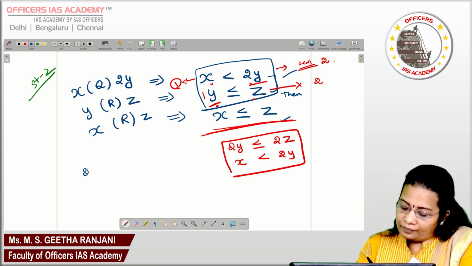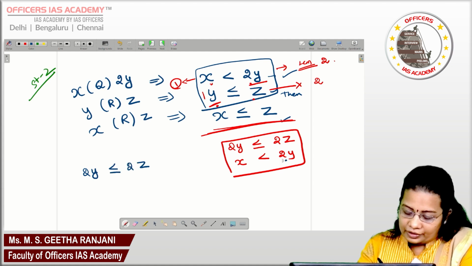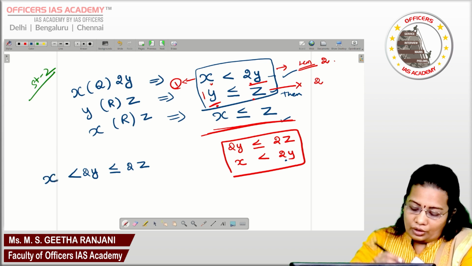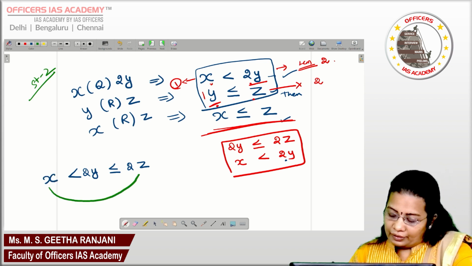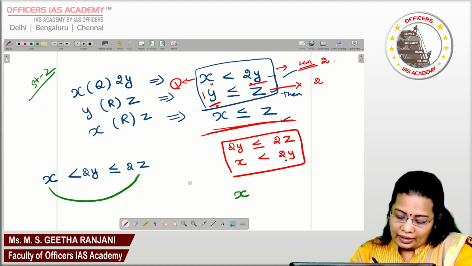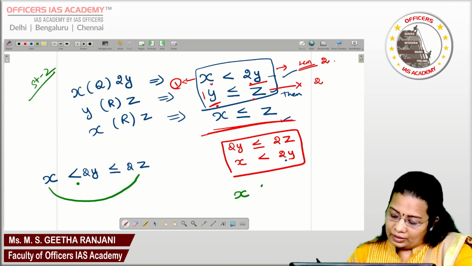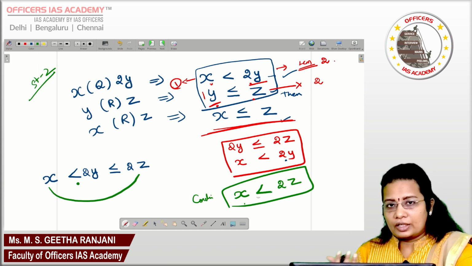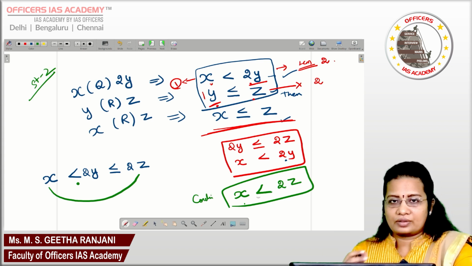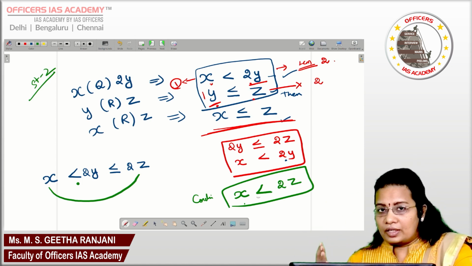So 2y, which is less or equal to 2z, and here this 2y, which is greater than the x. Now, what is the connectivity between x and 2z? So definitely x in between this 2y is greater. So x, here 2z. So this is the conclusion we have. What is the meaning? X is less than 2z for the different kinds of possibility, because direct connectivity of x and z is not given. 2 times of z, which is less than, x is less than 2 times of z.